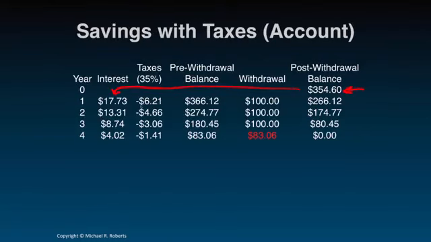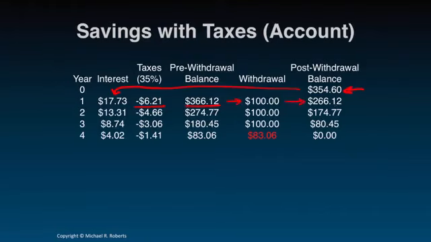But now we have to pay taxes on that interest income. And I'm going to assume the tax rate we're facing is 35%, which isn't too far off from the top statutory rate currently prevailing. So that 35% of the $1,773 is $621 in taxes. That's going to reduce our pre-withdrawal balance to $366.12. Then we pull out $100, and then we're left with $266.12 at the end of the first year.